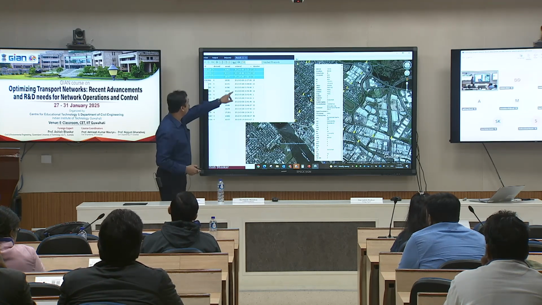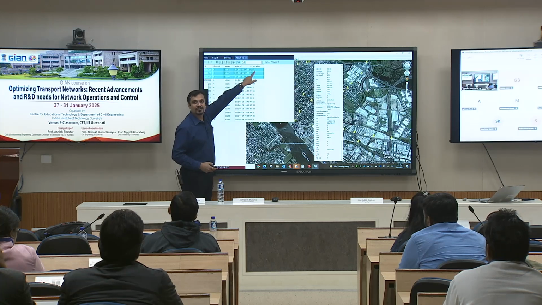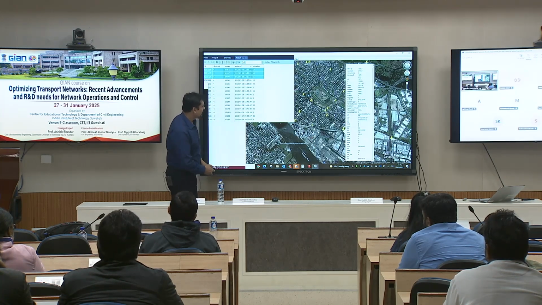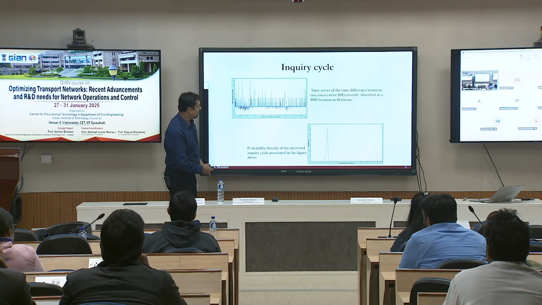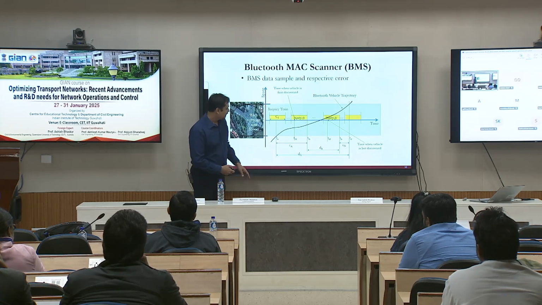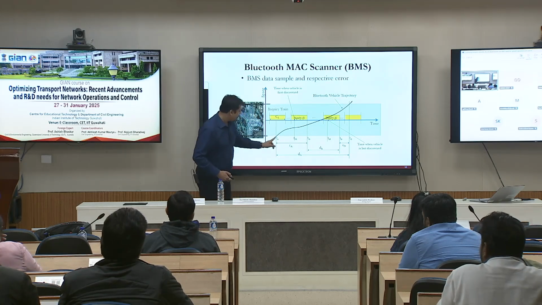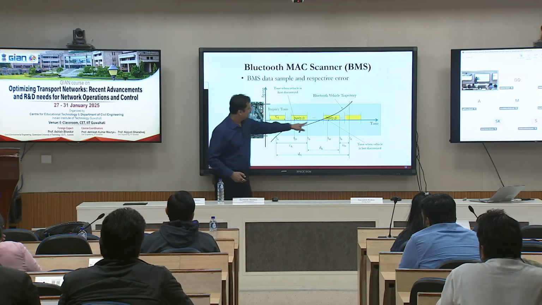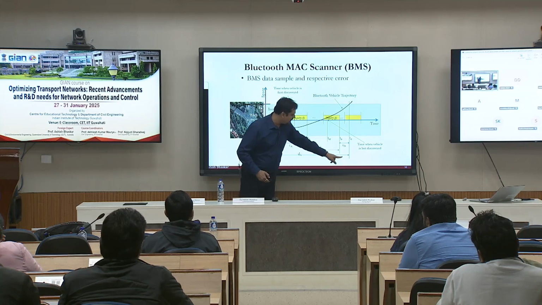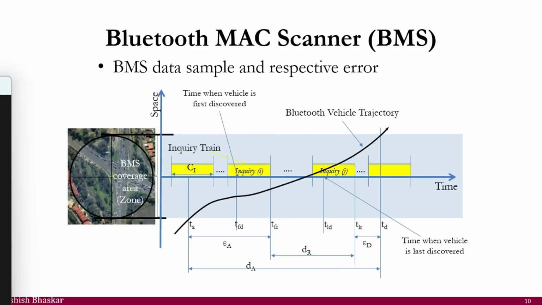That is based on the time entered and the duration. Entered plus duration is the exit. Let's say this is the actual duration of the vehicle, the time the vehicle entered and the time it exited. This is the actual duration. But what you are actually getting is the time it was first observed and the time it was last observed, and this is the duration you are getting, right?